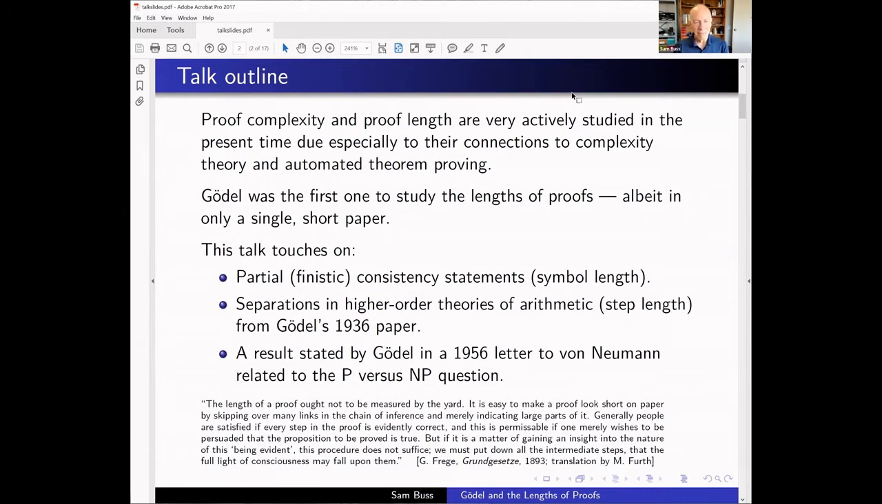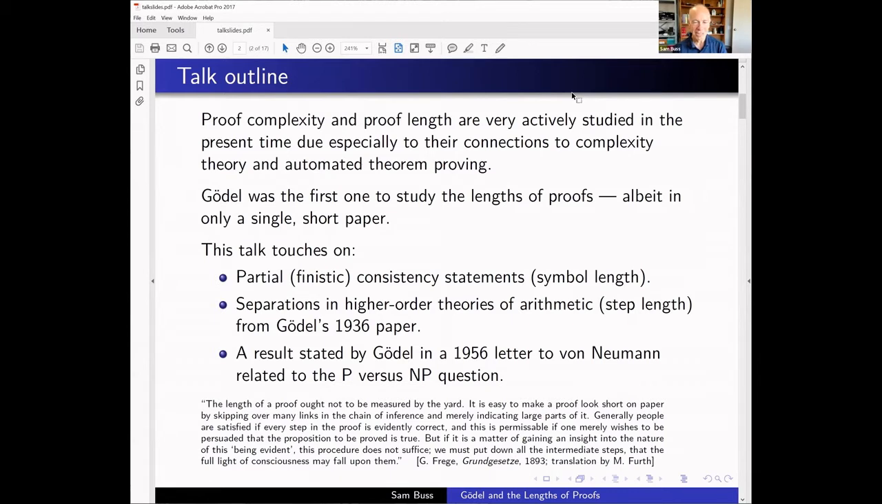Now, as I was preparing this first slide and writing the phrase, Gödel was the first one to study the lengths of proofs, I was reminded of this quote by Frege, which I wrote here in very small font at the bottom of the screen, so you don't necessarily need to read it. This is from his Grundgesetze in 1893, thus certainly preceding Gödel. It starts off with, the length of a proof ought not to be measured by the yard. In other words, you shouldn't just take the sheer length of a proof as the most important measure.